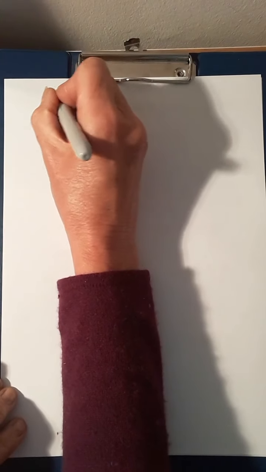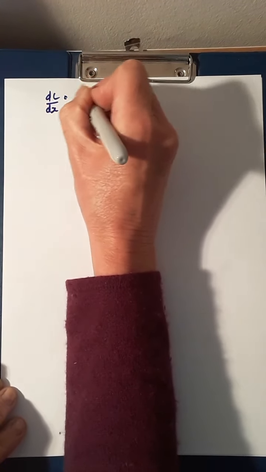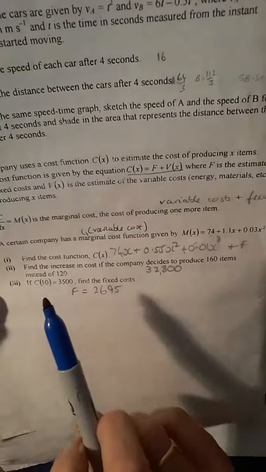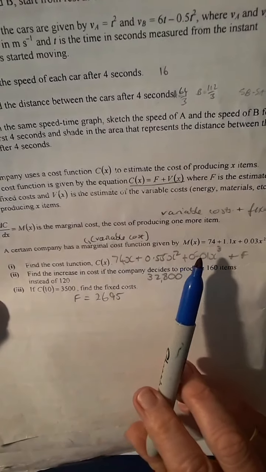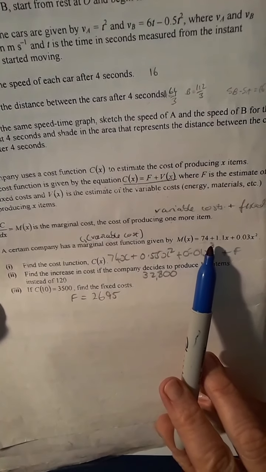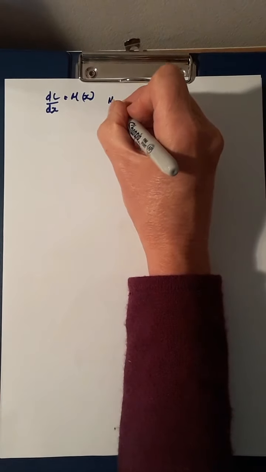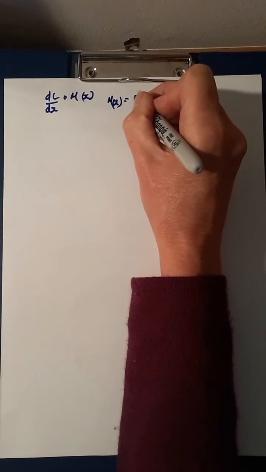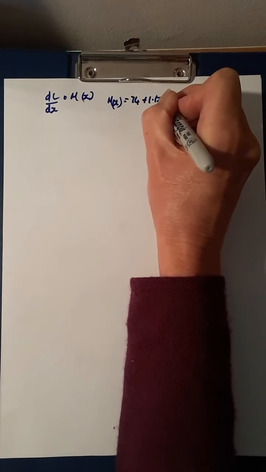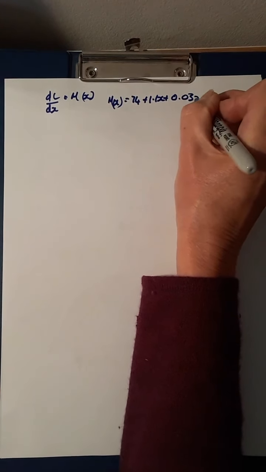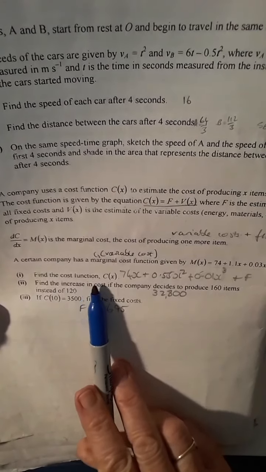All right. Now, what am I told then? So I'm told that dC/dx is equal to M(x). It says a certain company has a marginal cost function given by M(x) is 74 plus 1.1x plus 0.03x squared. Okay, so M(x) is given as 74 plus 1.1x plus 0.03x squared. Now find the cost function.